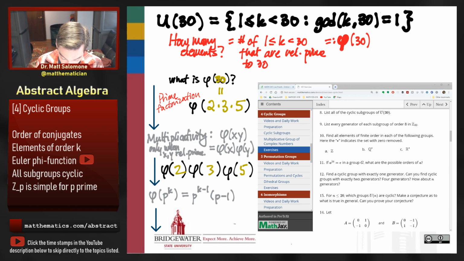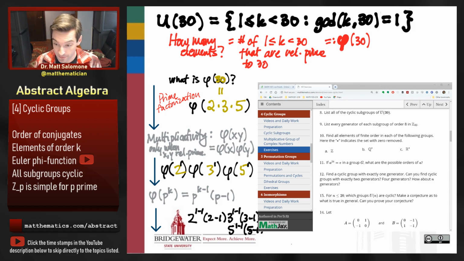And therefore, phi of 2, since 2 is a prime number, is equal to 2 to the 1 minus 1 times 2 minus 1. Phi of 3 is 3 to the 1 minus 1 times 3 minus 1. Phi of 5 is 5 to the 1 minus 1 times 5 minus 1. Again, those 1s are coming from the fact that there's a first power on all those primes up there.